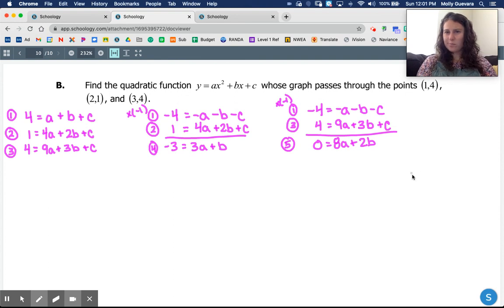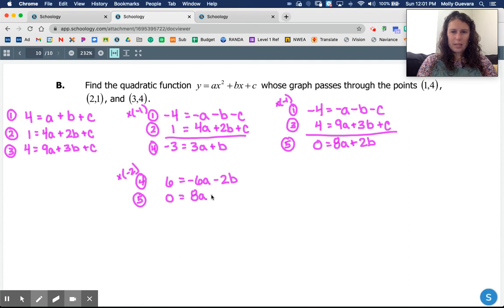It's okay that it's equal to 0. It's no big deal. Okay, now I'm looking, and do I want to eliminate my a's or my b's? And I kind of want to eliminate my b's because here's a 2b and here's 1. So all I would have to do is multiply by -2. So I'm going to take equation 4, and I'm going to multiply by -2. So that gets me 6 equals -6a minus 2b. And then I'm going to take equation 5, which is 0 equals 8a plus 2b. Let's add, and I get 6 equals 2a. So 3 equals a.